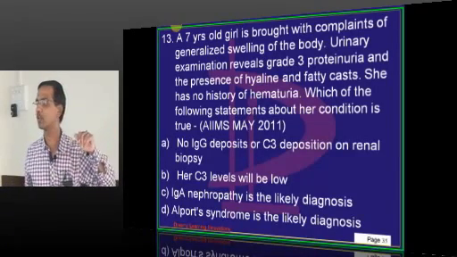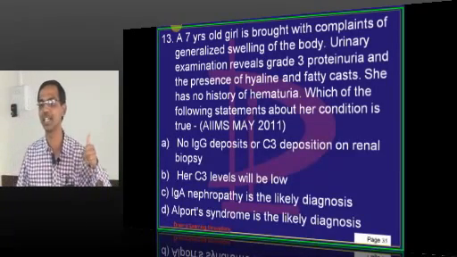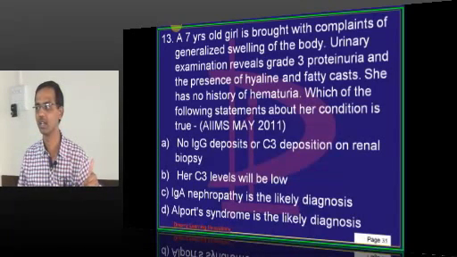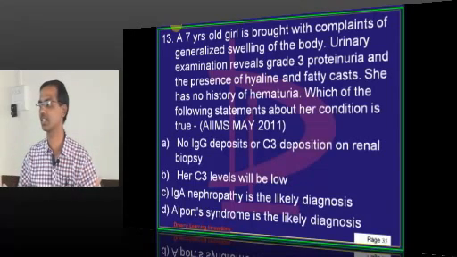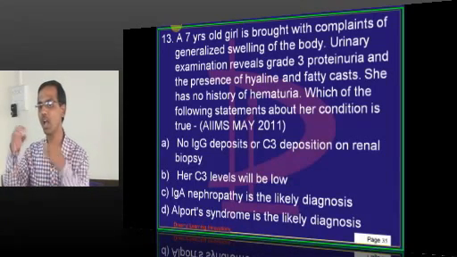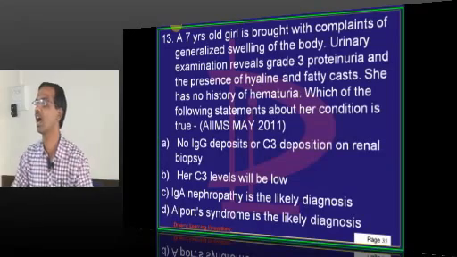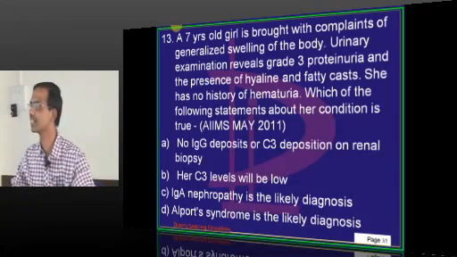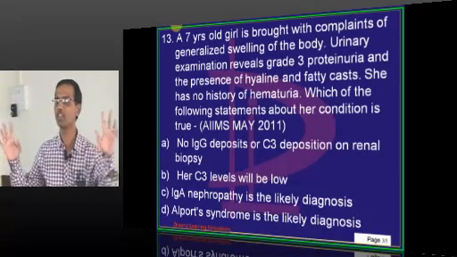IgA nephropathy is the likely diagnosis. IgA nephropathy patients generally present with recurrent hematuria. We have discussed this. They present as recurrent hematuria: one episode of hematuria this month, and next month one more episode which clears on its own. The mother always gives a history.